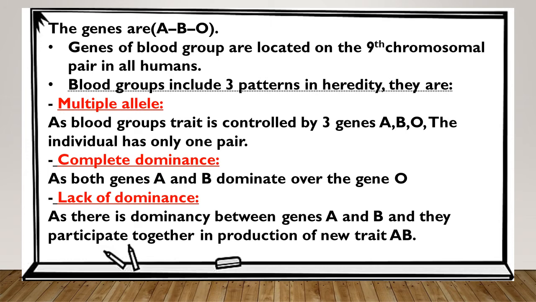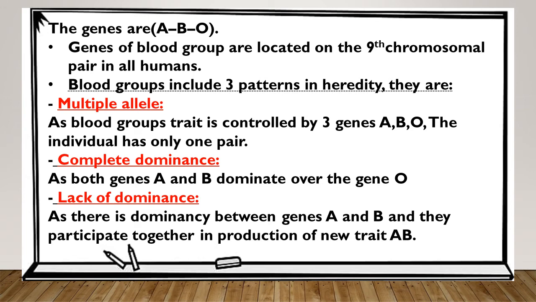What are these three patterns? Number one, we can see multiple alleles, because the blood group's trait is controlled by three genes, gene A, gene B, and gene O. So we call this case multiple alleles. And each individual has only one pair. It means all of us have one pair or two genes. From the three genes, we have two.